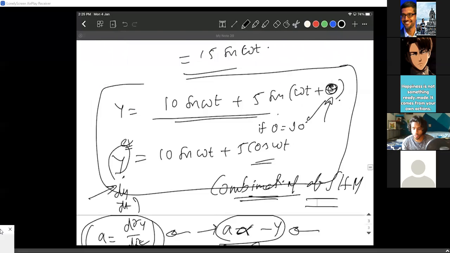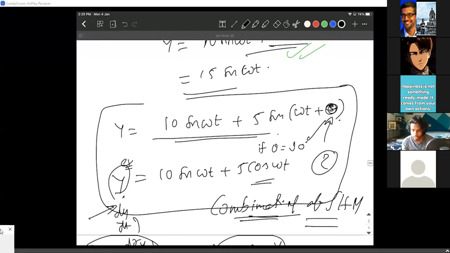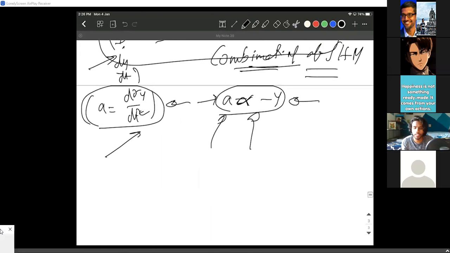The other way to look at this problem, this combination of SHM, you are talking about combining two SHMs here. I will talk about it at the end of this topic. But at any point you are given a problem asking whether it is representing an SHM, you always have an option: differentiate it two times and check whether the acceleration is a value like that or not. Get it now?